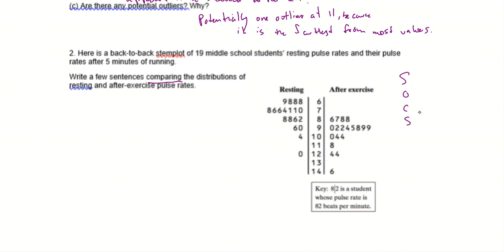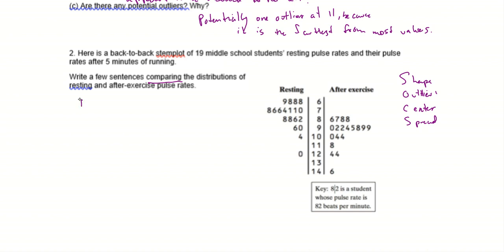Okay. So we need to have the shape. We're going to have outliers, center, and spread or variability of this data. So in looking at this, we can figure out the shape. Now, is there any difference in the shape?